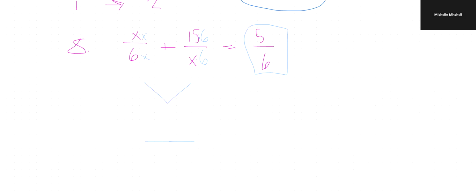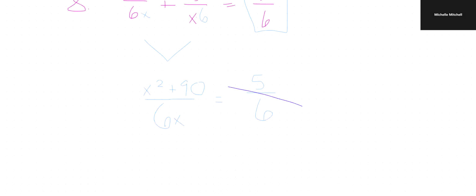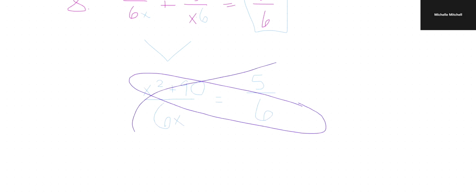So my new denominator is 6x. And my fraction's top is x squared plus 15 times 6, which is 90. So that equals 5 over 6. Now I cross multiply. And this is going to be a very big problem. There's going to be some big numbers that we're making here. So for one like this, you definitely will want to use your calculator so that you're not spending all of your time writing out the multiplication and things like that.